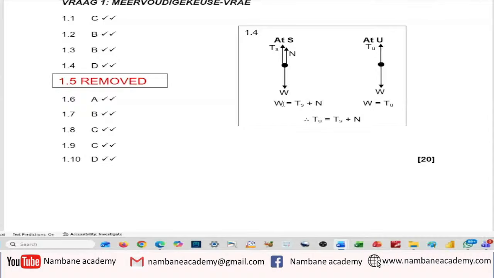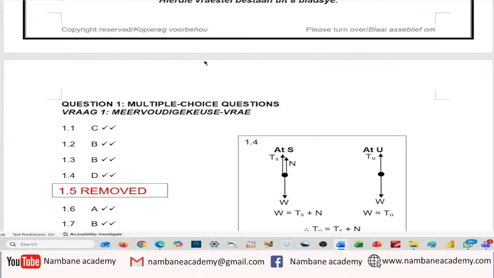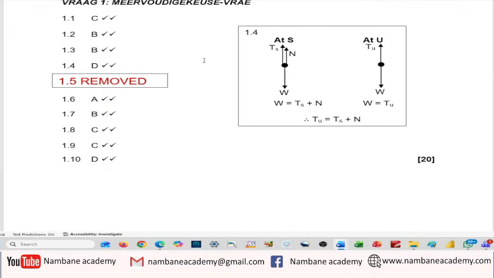Therefore, if we were to equate the two equations, then we'll end up with TU being equal to TS plus the normal, which then makes option D correct. So this will come with the final memo, colleagues. Otherwise, besides questions 1.4 and 1.5 being removed, I do not think there are any other problems with reference to question number 1, unless colleagues have questions.